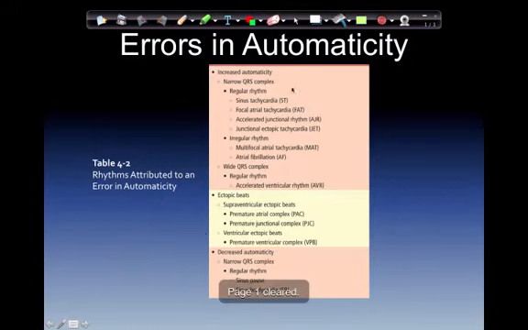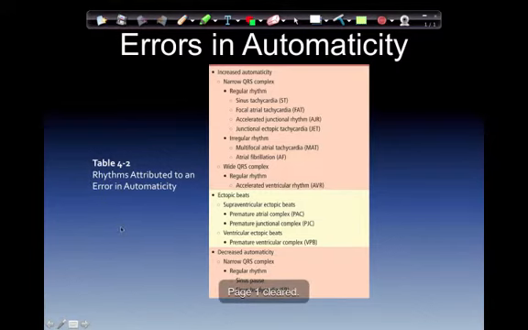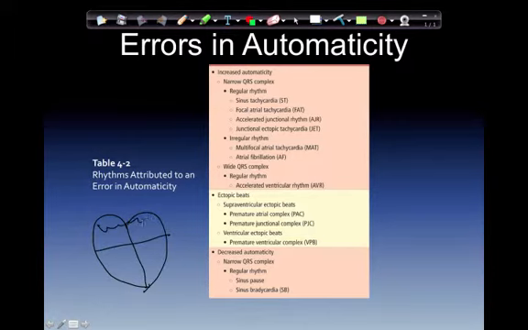I'm going to clear this off so we can see a little bit here. Redraw a heart. SA node is here. Multifocal atrial tachycardia would be multiple focal points in the atria all firing at the AV node, which is now trying to receive all this information. Atrial fibrillation: for whatever reason, the atria are now fibrillating. So all the F waves that have a strong enough amplitude hit the AV node and cause it to fire.